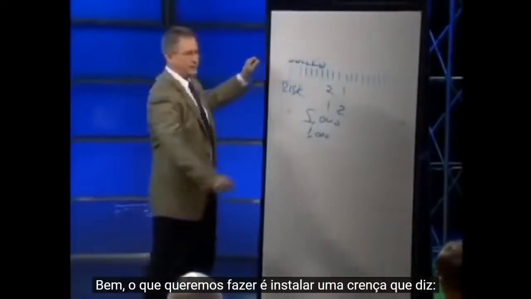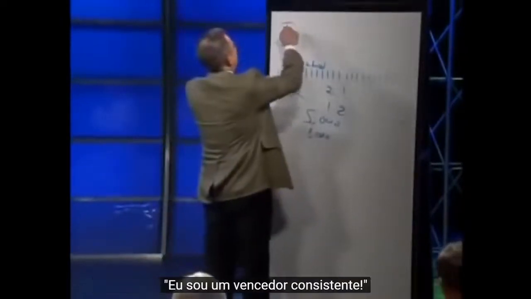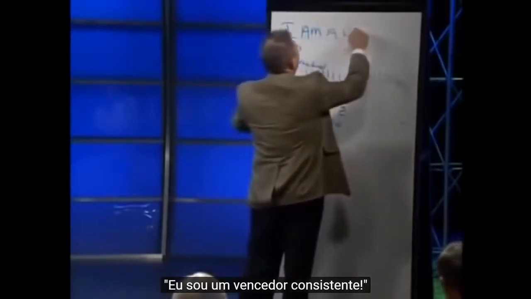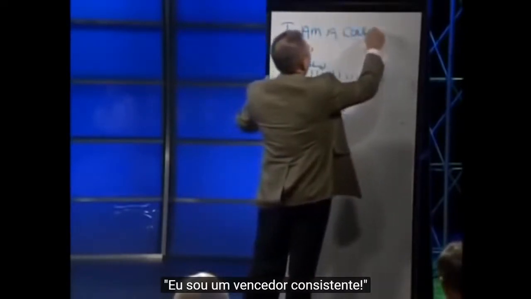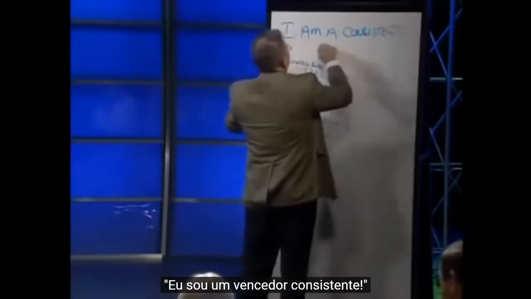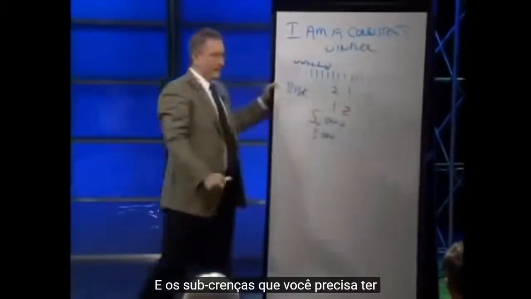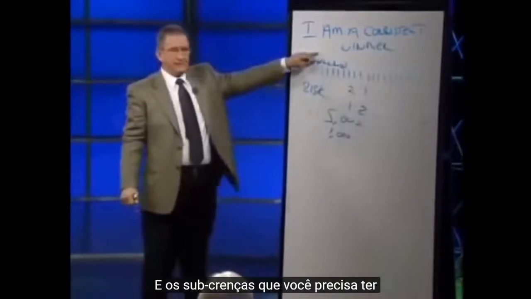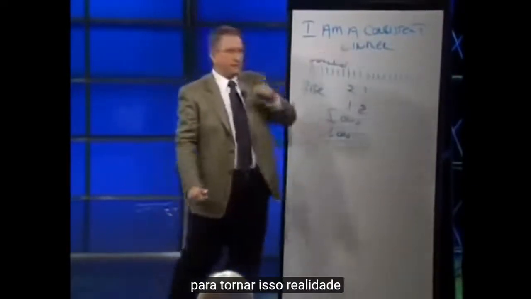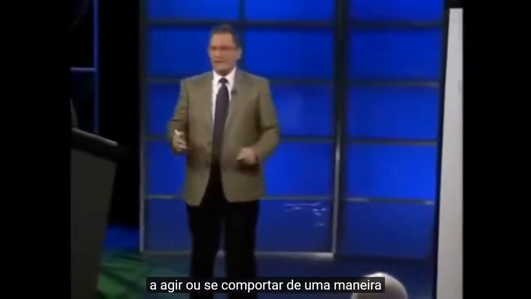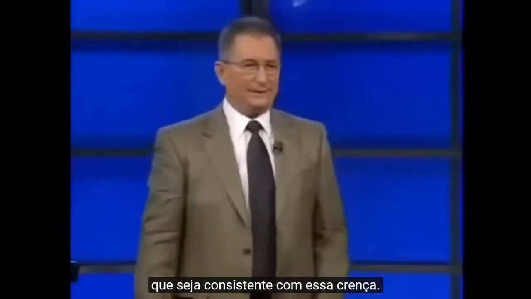Well, what we want to do is install a belief that says, I am a consistent winner. And the subset beliefs that you have to make this true will automatically compel you to act or behave in a way that's consistent with that belief.